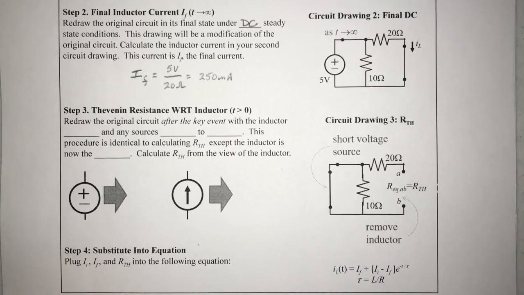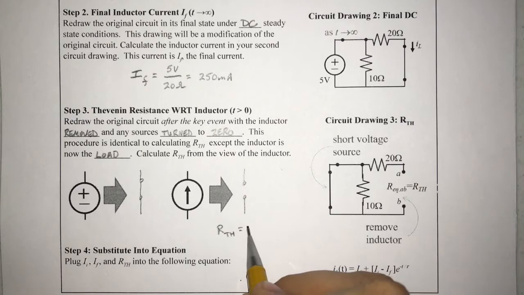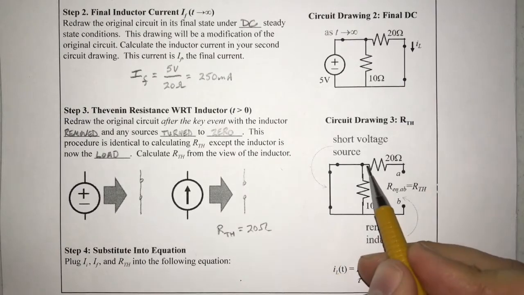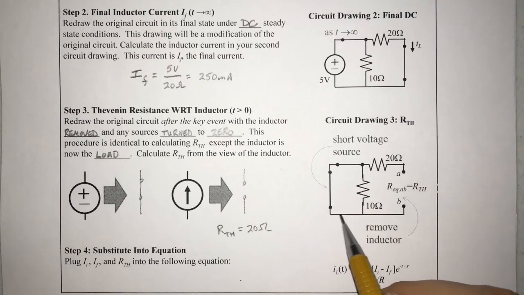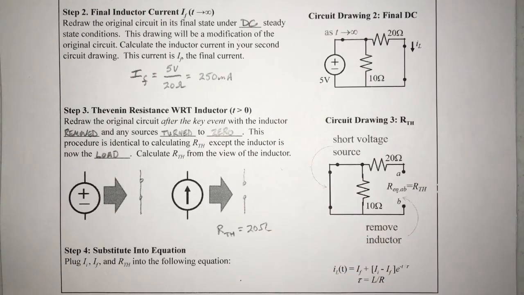Step 3. Redraw the original circuit after the key event with the inductor removed and the sources turned to 0. This procedure is identical to calculating R Thevenin, except the inductor is now the load. Examining the circuit to the right, we need to travel from node A to node B and then figure out what the Thevenin resistance is. The first thing we bump into is a 20 ohm resistor, and then we're going to bypass the 10 ohm resistor and go to node B because this has 0 resistance.